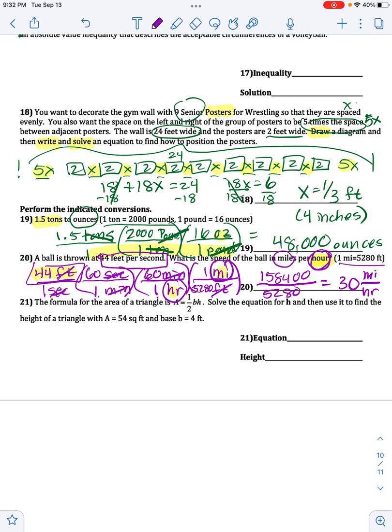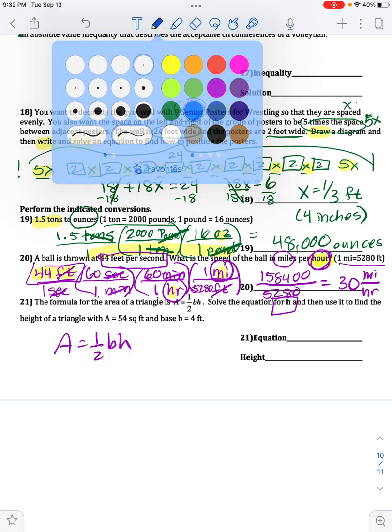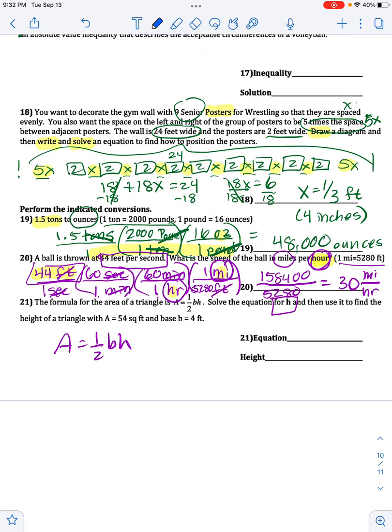All right, the last one, grand finale. The formula for the area of a triangle is A equals 1/2 base times height. It says solve the equation for H. We talked about this one last. This was the last thing we learned. What that means is to get the H part alone, move everything else out of there. And then use it to find, we'll worry about that later.